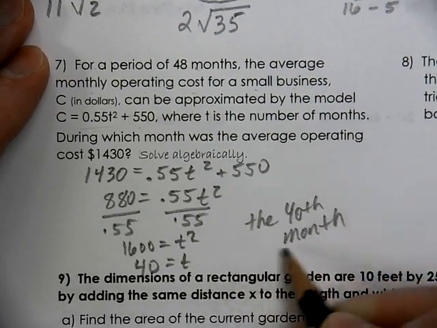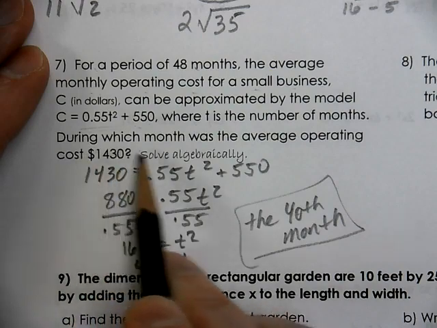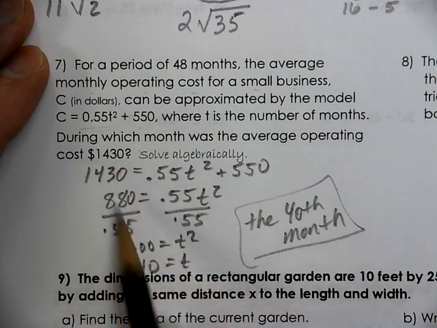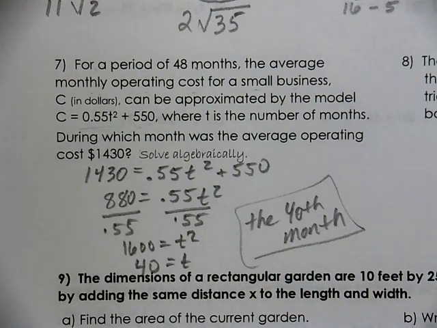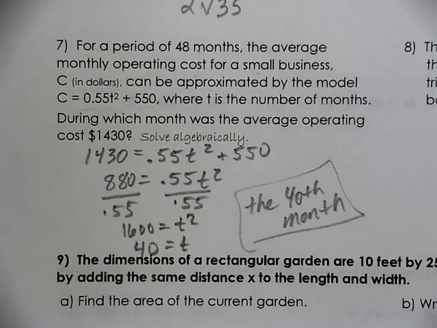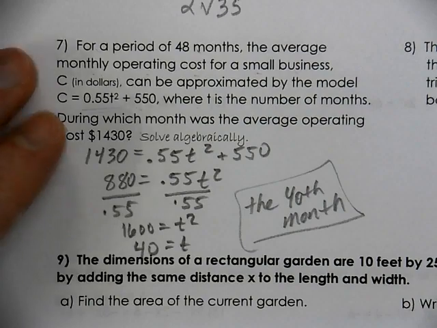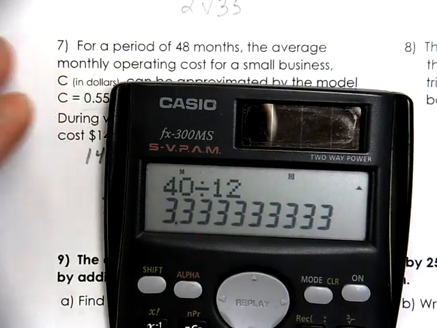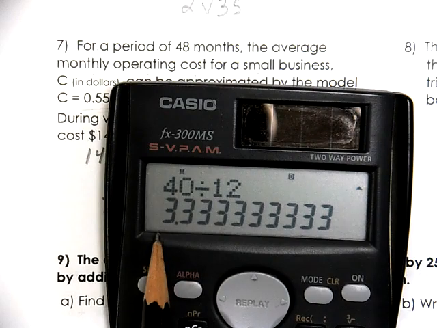So to answer the question, during which month was the average operating costs 1,430? That would be the 40th month. If you wanted to get crafty, you might say that 40 divided by 12 is going to be 3 full years in there.